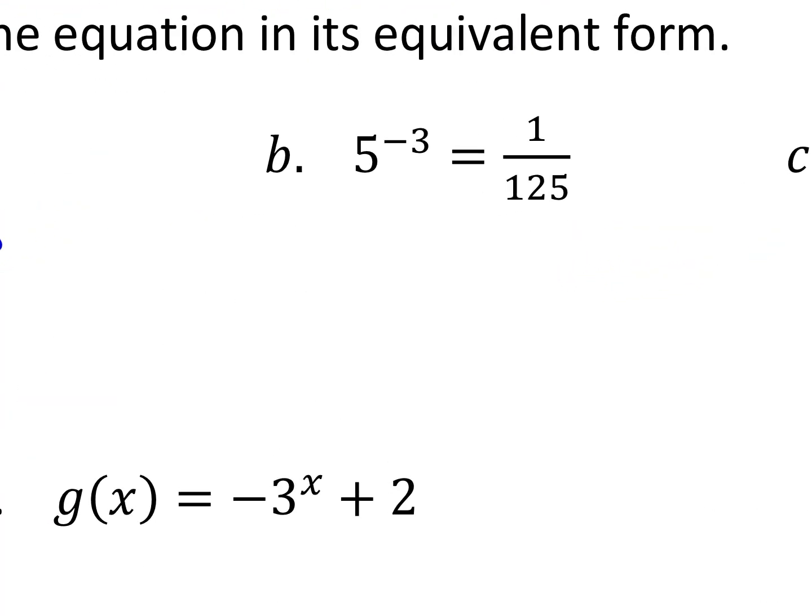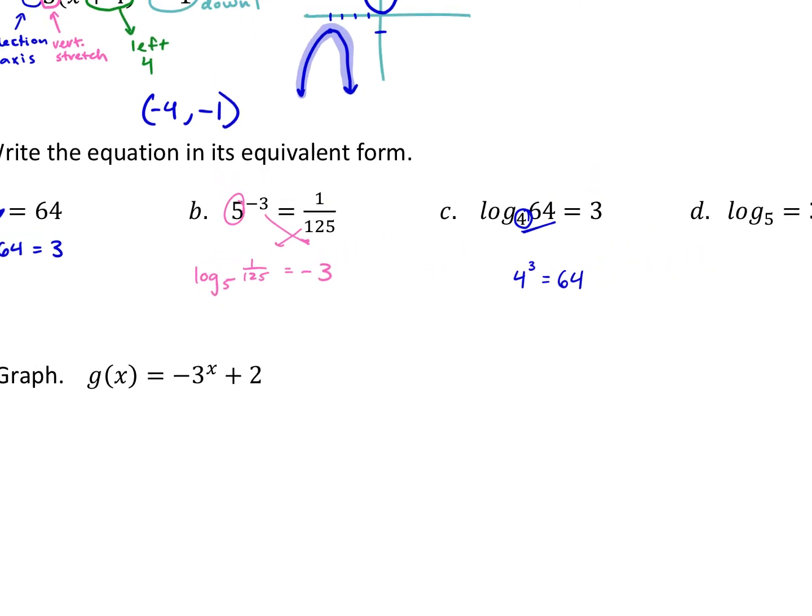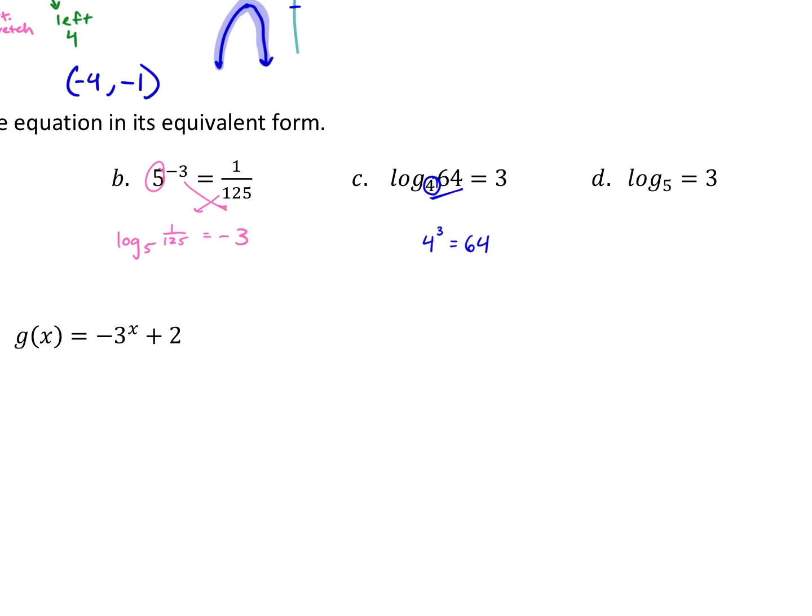So with B, we're going to start with our base. So log base 5. The other two numbers switch positions. So 1 over 125 equals -3. D is actually missing a number here. If you want to put it as x, we'll put this into exponential form too. So 5 to the power of 3 equals x.